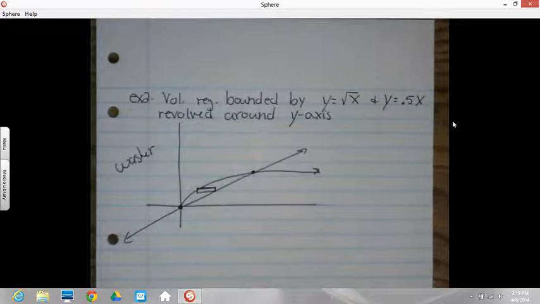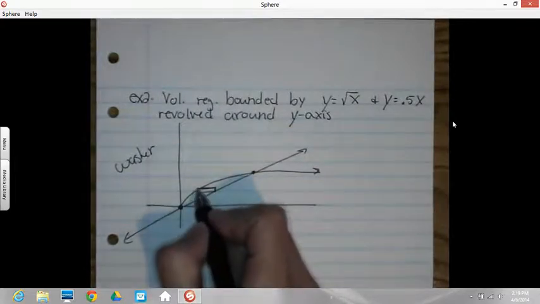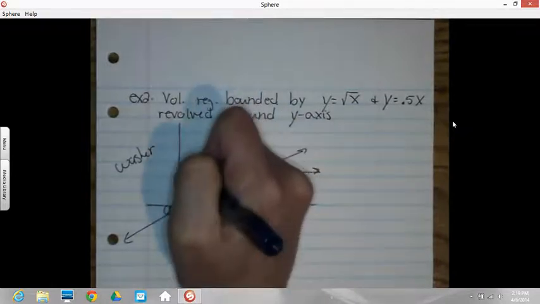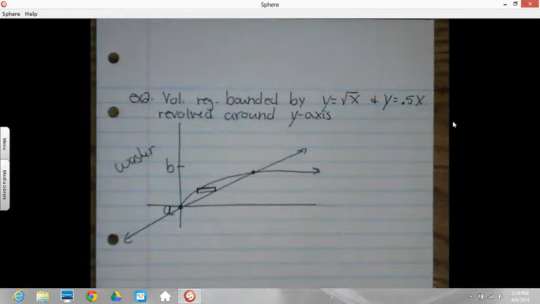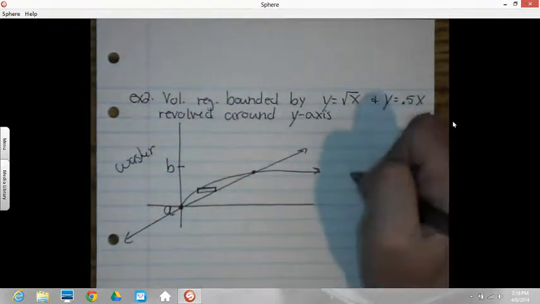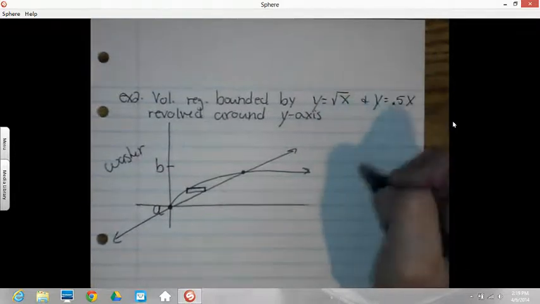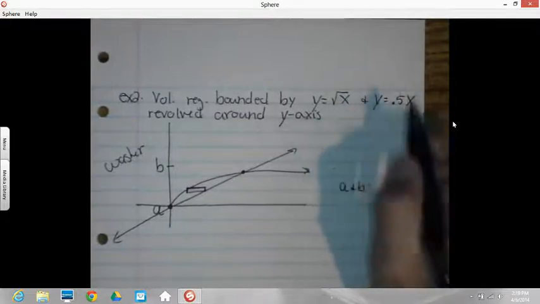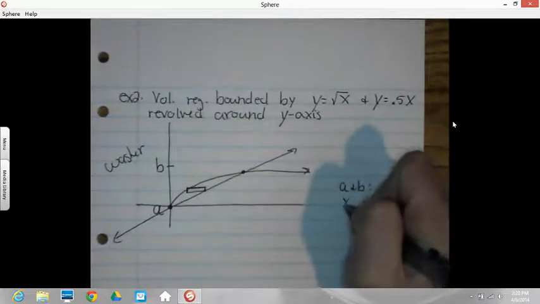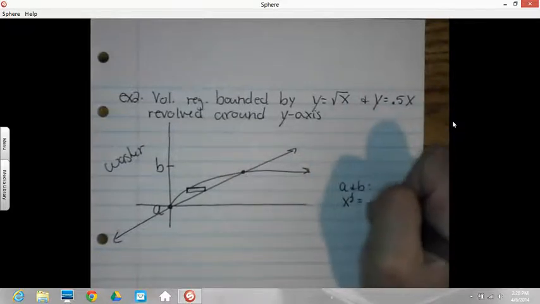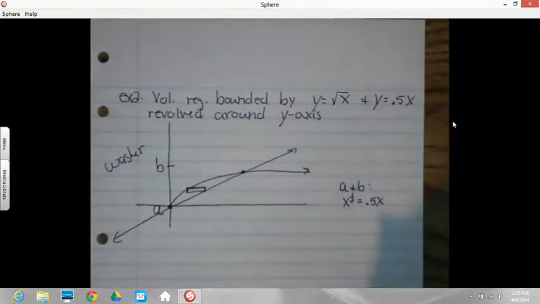Okay, so because I've got my rectangle in a horizontal position, this is a dy. So my a value I want to be a y, and my b value I want to be a y. So I'll find those first by setting them equal. So this is to find a and b. I'll go x to the 1/2. That's square root of x equals 0.5x. And I don't think I'll solve that algebraically very easily.